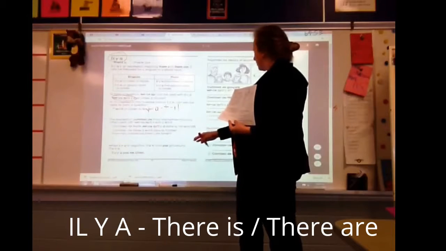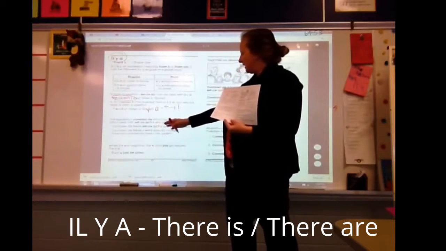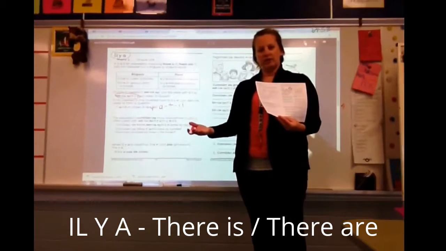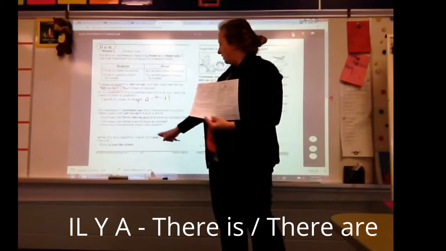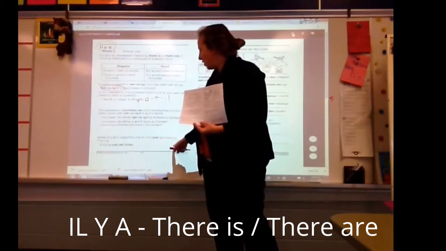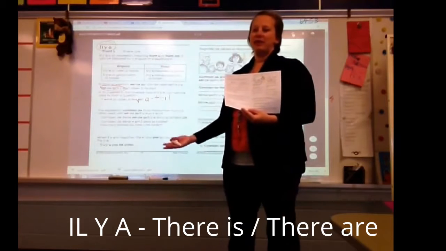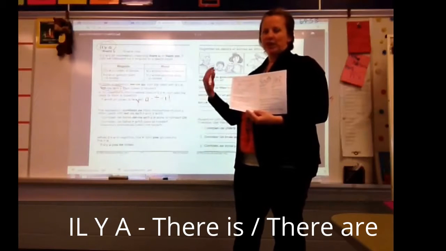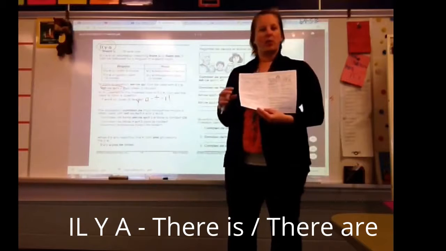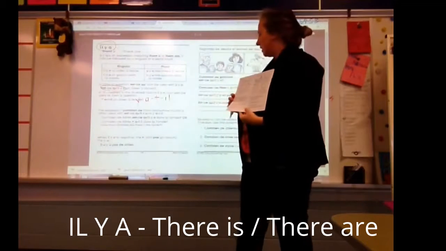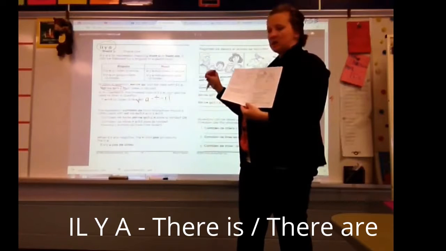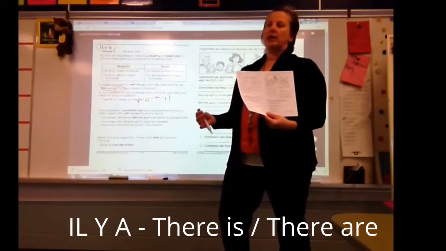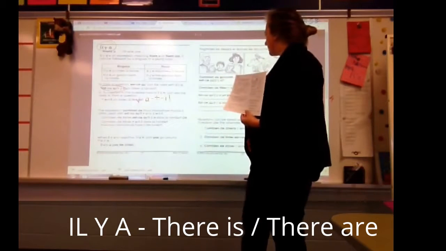Okay. Last point on this sheet, it says when il y a is negative, and we know when we want to make it negative, we put ne in front of the verb, pas after. In this case, the ne and the pas go around the y and the a. So, il n'y a pas de chien. So don't forget to put the y in. The a is actually the verb avoir, which is over there on our chart. And that's why we put the ne and the pas around it, because it's the verb. But we are not going to forget to put the y in. The y and the a are kind of sticking together in this case.